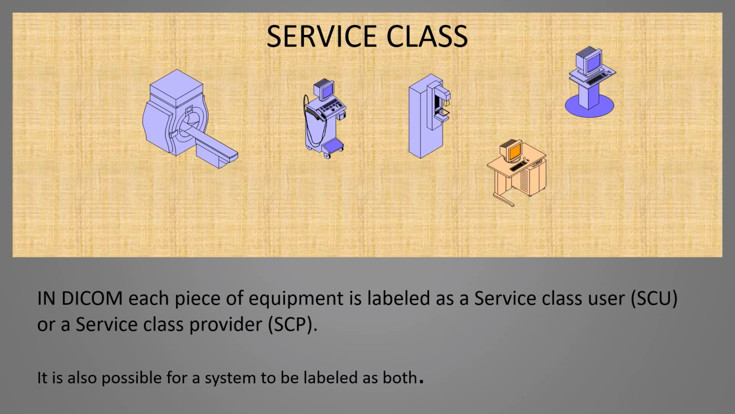Let's take a look at this a little bit more practically. A laser printer can only do what? Print out images. It cannot provide images, so therefore it is a service class user, using the data from the service class provider. And the service class provider may be either a CR, a DR, CT, or other type of equipment.